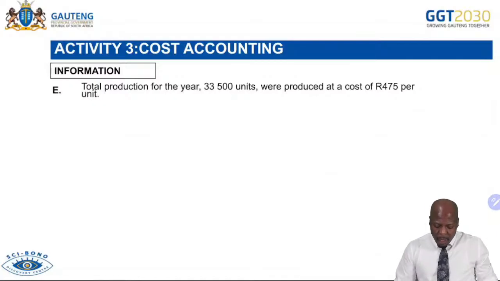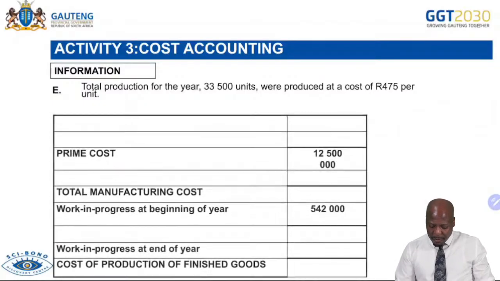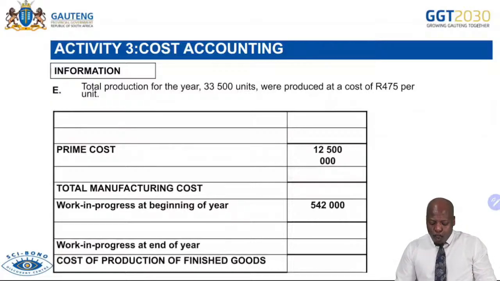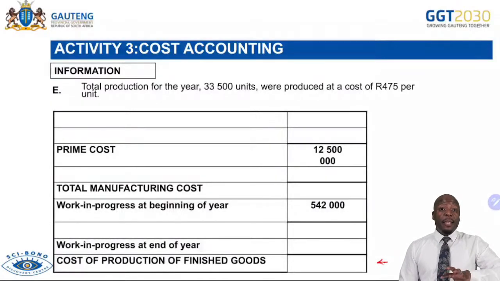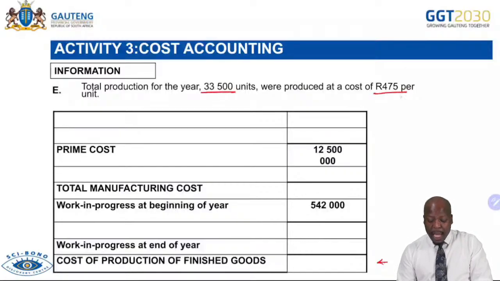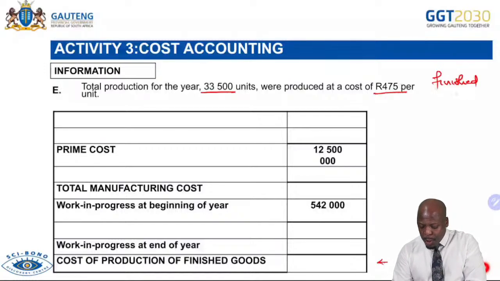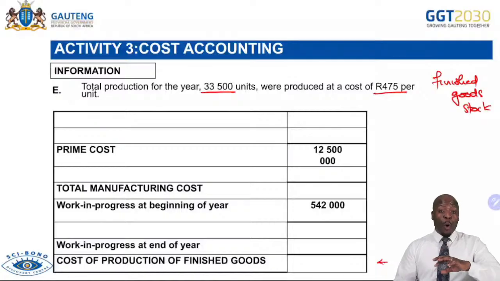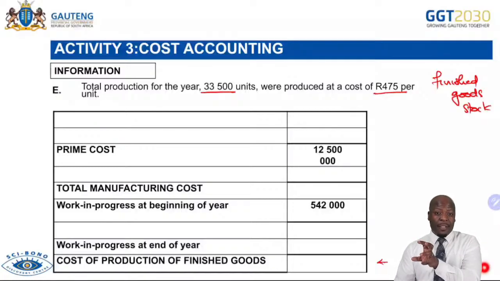Which is information E. Total production for the year is 33,500 units were produced at a cost of 475. So here we want to get the cost of production of finished goods at the bottom here. The examiner, if he is testing this area, at times can give you the number of units and the cost per unit, or you can be given finished goods stock. So please remember to practice this area as well, where you are given finished goods at the beginning, finished goods at the end of the year, and then you're also told the goods that were sold. That is your cost of sales. So that will help you again to do this one.